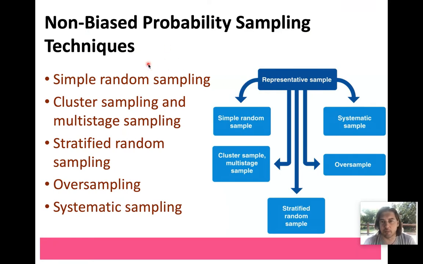We have simple random, clustering, and multistage. We're going to group those together because they're very similar. One sort of builds on the other. Stratified random sampling, oversampling, and systematic sampling.